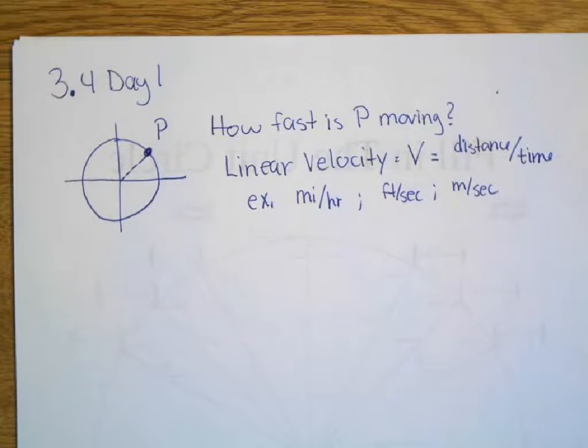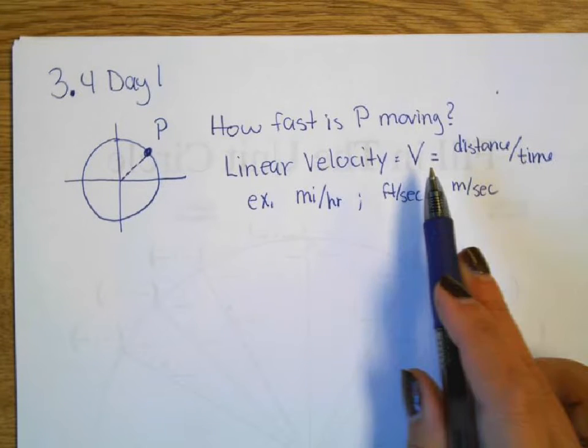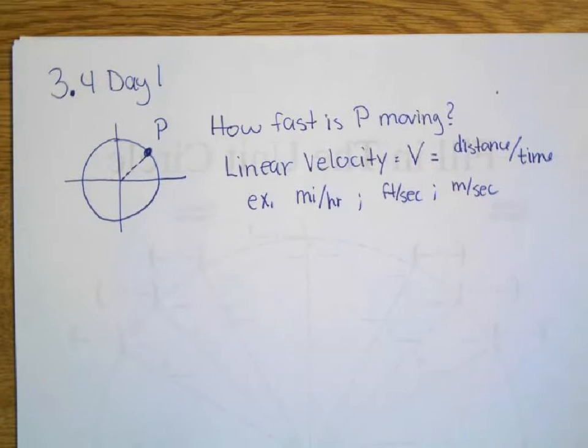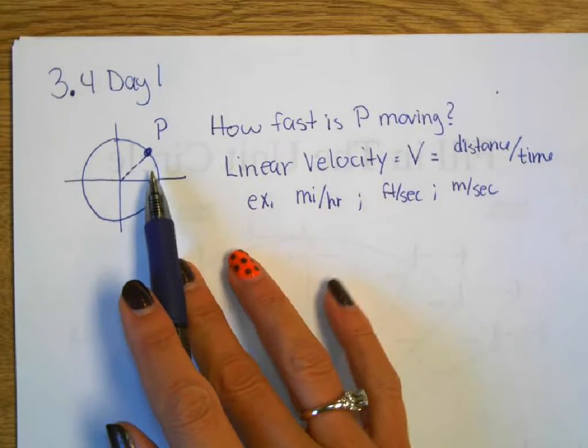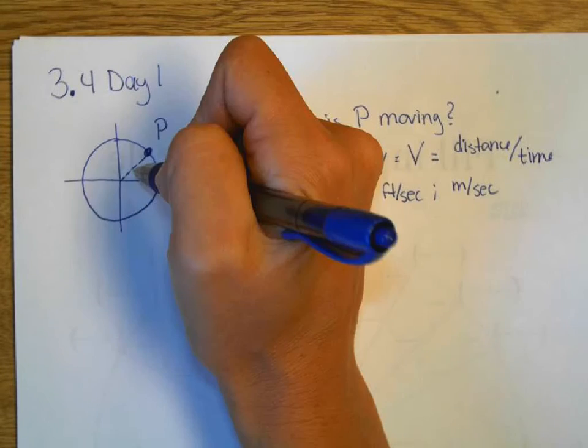When we do the problems, I want you to focus on the labels, so you know what we're talking about here. Anything that has distance over time is going to be our big V value. You don't have to worry about direction. No direction stuff. So that's one kind of velocity. We can talk about how fast that point is moving.